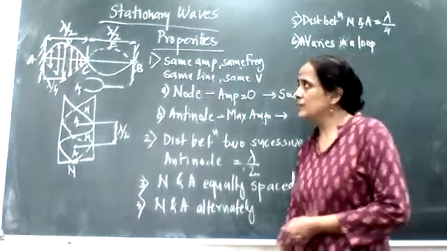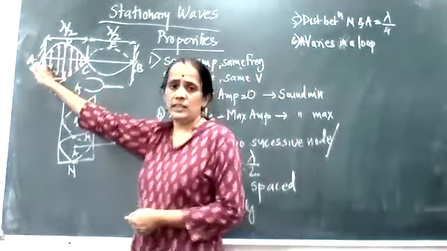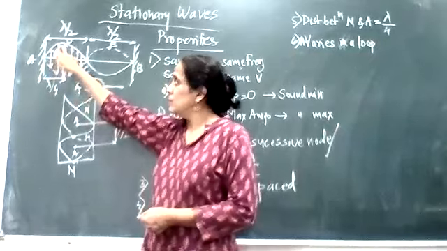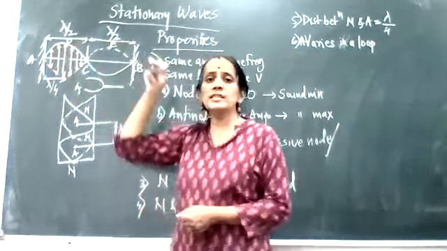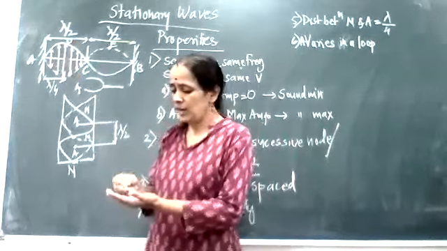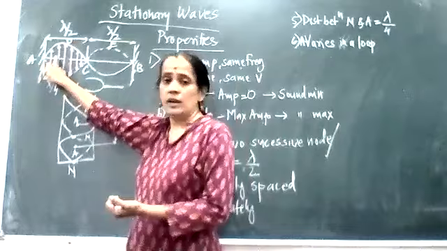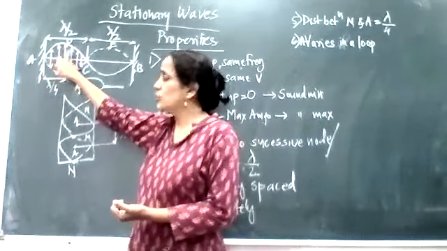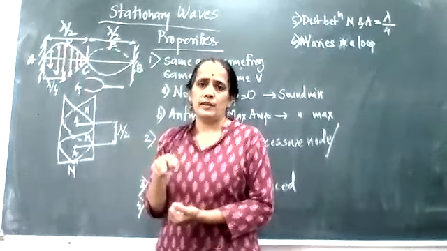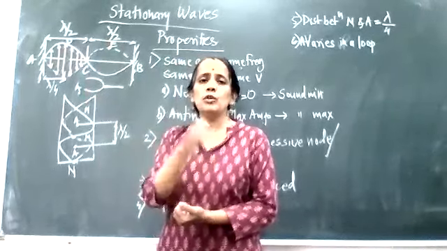Clear? Then I can say that if I am considering particles from the same loop, here are two particles which belong to loop number 1. So their phase is the same. Their phase is in between 0 to pi.